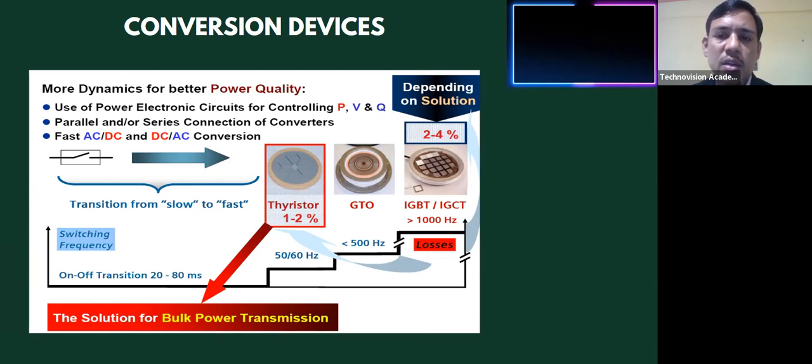And later on, IGBTs were developed, which we can operate at frequencies beyond 1 kilohertz, up to 2,000 or 3,000 hertz also. And IGCTs are also coming into the picture, and many projects are coming with IGCT technology also. So by the evolution of these power electronics devices, there is a major development in HVDC transmission.